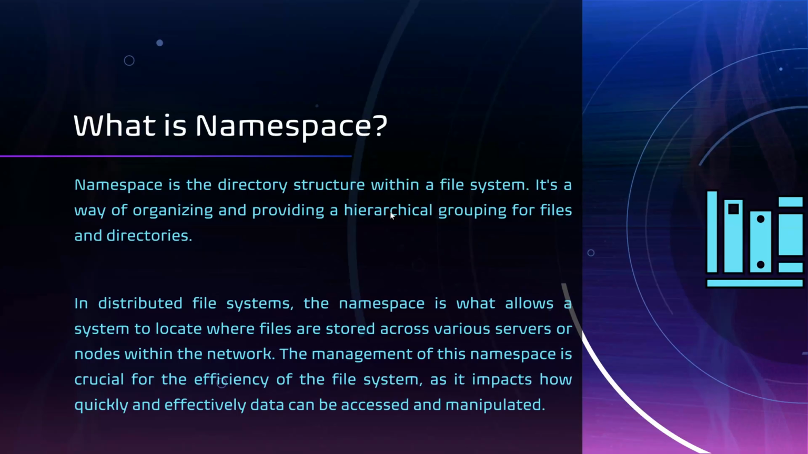So what is a namespace? The important aspect we deal with in metadata is the namespace. A namespace is the directory structure within a file system. It is a way of organizing and providing a hierarchical grouping for files and directories. In a distributed file system, the namespace is what allows the system to locate where files are stored across various servers or nodes within the network. For example, the files under C:\ or whatever drive we are storing on, these values get stored in some part of the server. That is what is called the namespace.